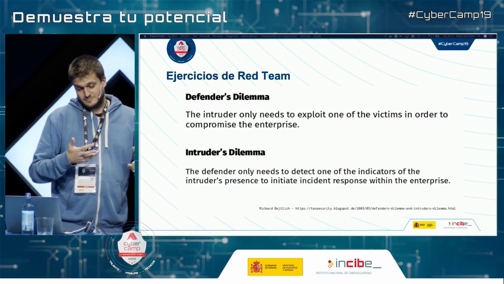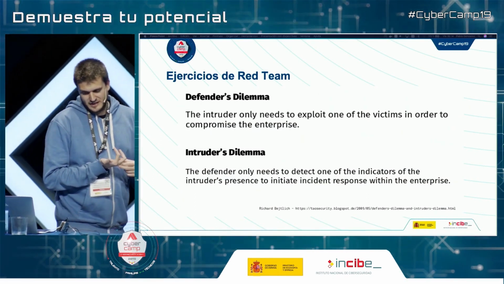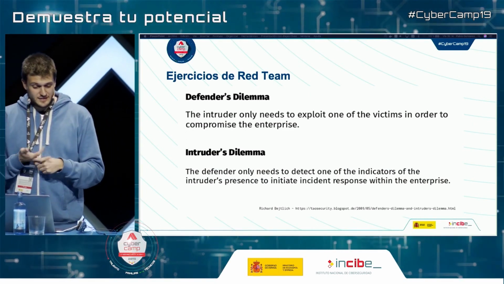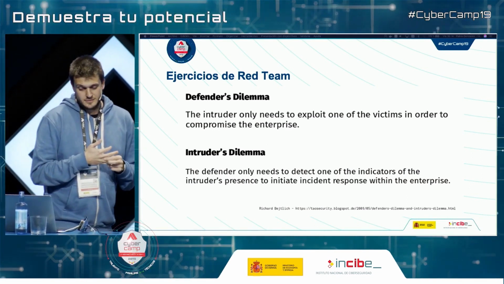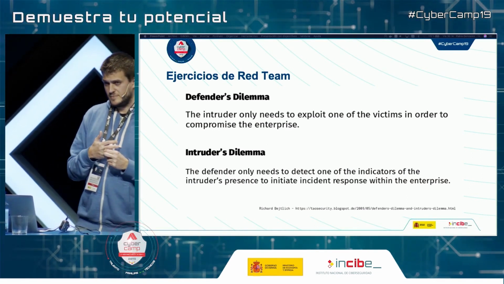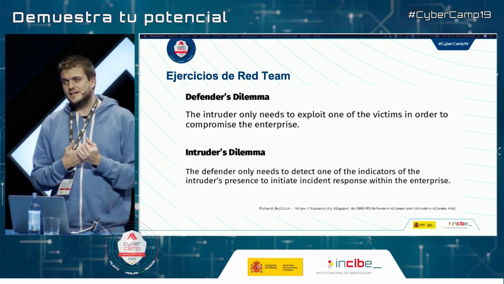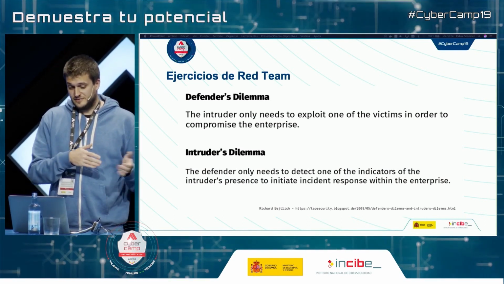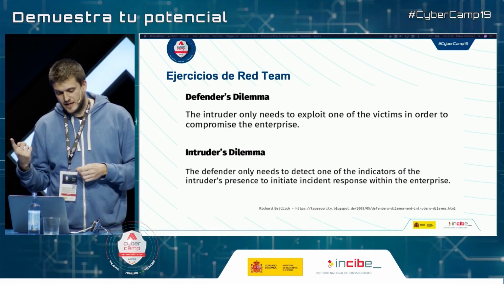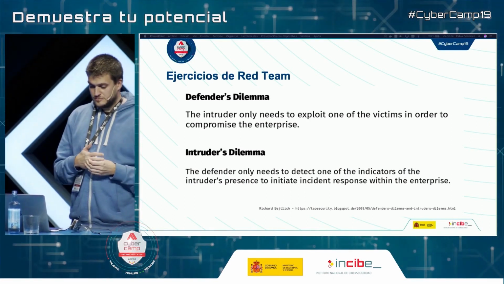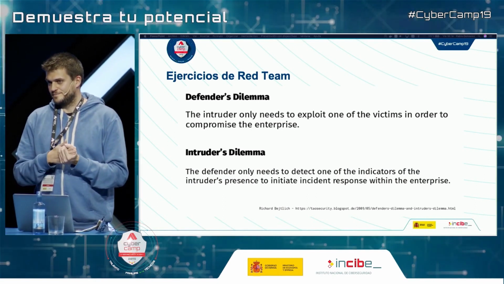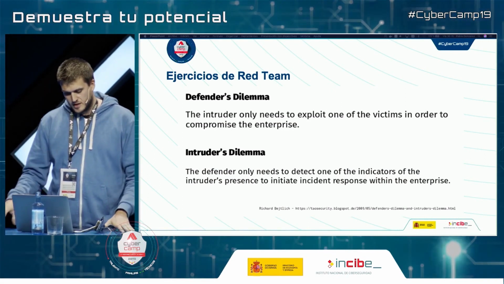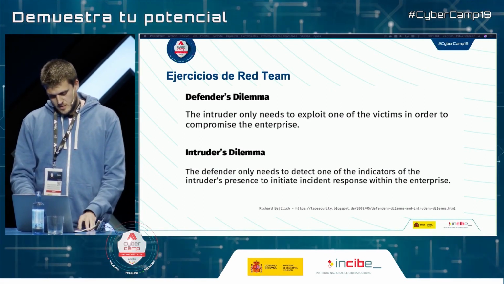And this is something that is a bit old, but which is as relevant today as it was before. So we're talking about the defender's dilemma. The intruder only needs to exploit one of the victims in order to compromise the company. And then we have the intruder's dilemma as well. The defender only needs to detect one of the indicators of the intruder's presence to initiate incident response within the company. And they're both true, and these are different points of view. One is the red team, the other one is the blue team.